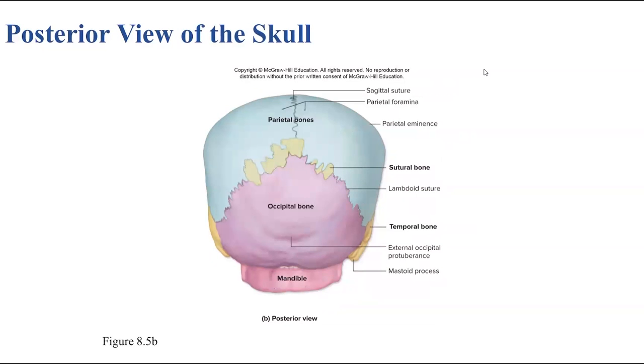Okay, now if you look at the back of the skull, here you're going to see parietal bones, right? And there's the sagittal suture. Okay, then you have the lambdoid suture and the occipital bone. Okay, then the mandible, so it's down below here. Now we're going to talk about the mastoid process. I'll try to show you from a side view.